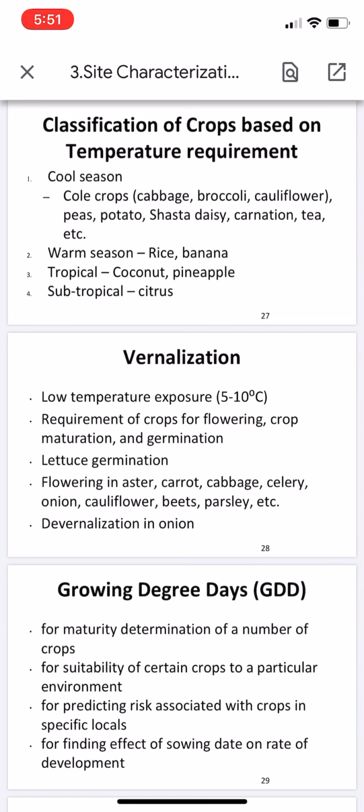So another factor is the relative humidity, or RH. It is the amount of moisture in the atmosphere relative to the saturation point at a given temperature.